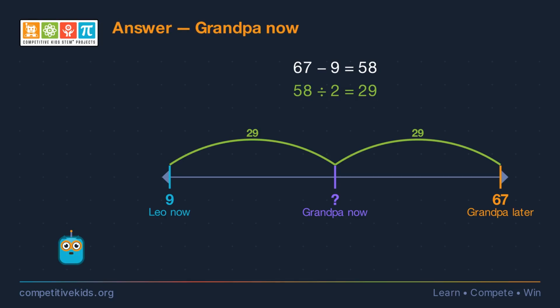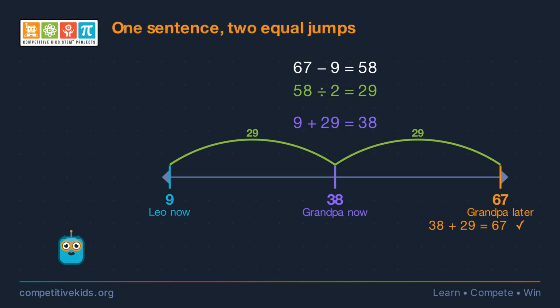Now we can find Grandpa today. Grandpa today is just Leo plus 1 gap. 9 plus 29 is 38, so Grandpa is 38 years old right now. Let us check. 38 plus 29 more is 67. That is exactly what Grandpa said he would be. It works.